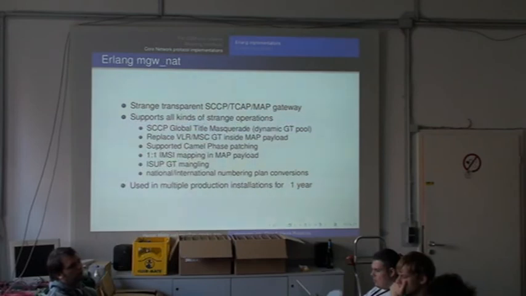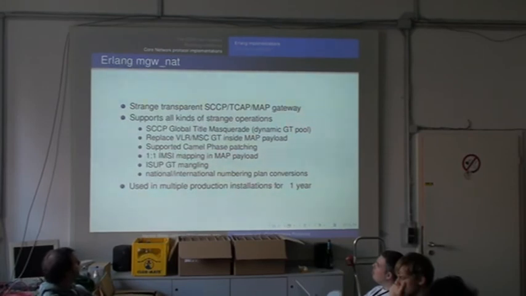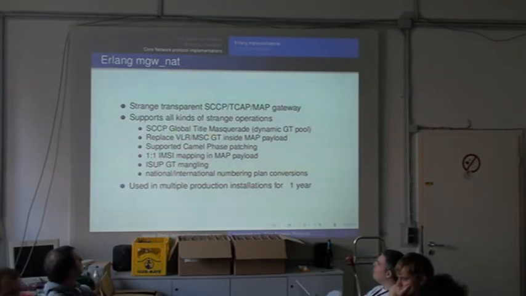And that's what's called MGW NAT, the media gateway NAT. The name is sort of a misnomer, but well. You can do global title masquerading using a pool of global titles, and it will dynamically allocate new global titles from a certain range and keep a persistent state table on that. You can replace global titles inside MAP payload. You can support CAMEL phase patching. That means you can enable or disable certain supported CAMEL phases depending on which operator you talk to. So some operators want that kind of feature.